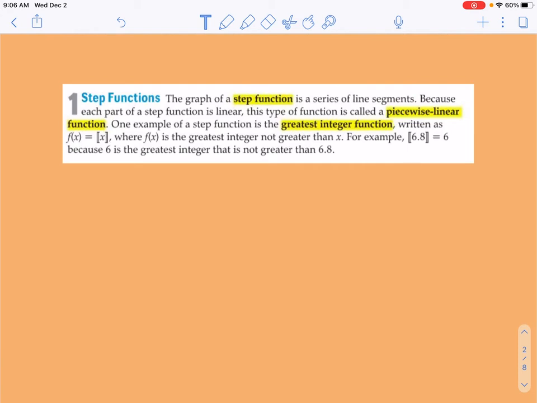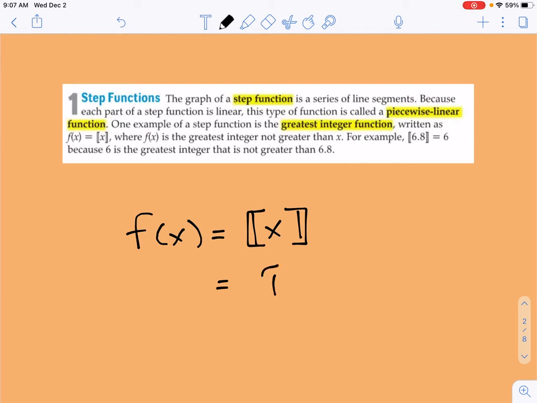All right? So the first one we're going to look at, and this is the main one you're going to look at for step functions, is called the greatest integer function. They're going to give you this f of x, and then we're going to introduce this new kind of bracket notation here that looks like this. What that means is f of x is the greatest integer not greater than x. So if I put 1 in for x, that's going to return a value of 1, and then you would graph 1.